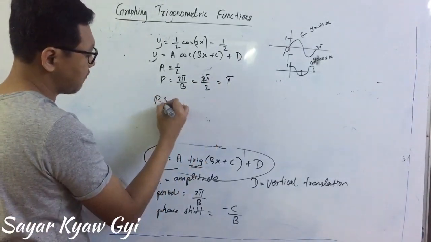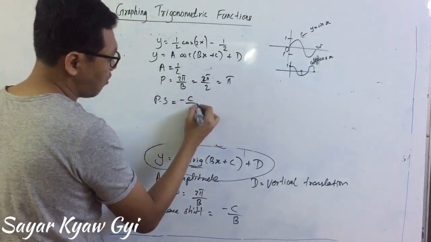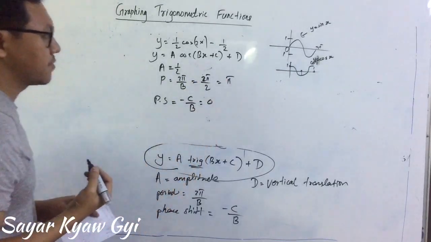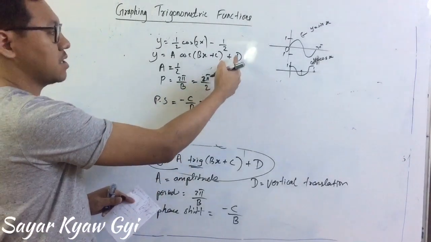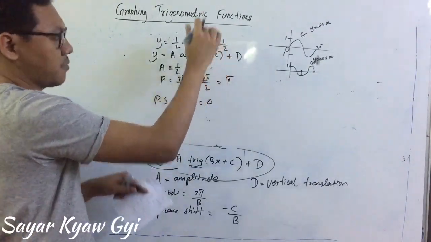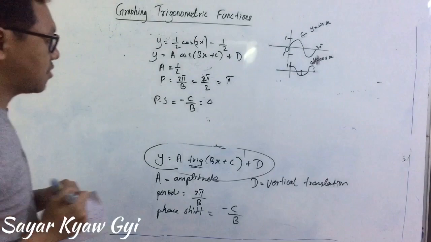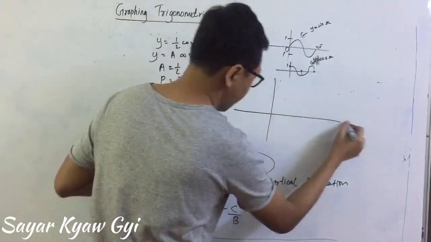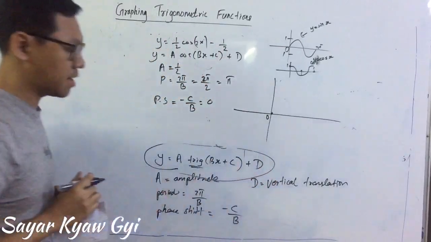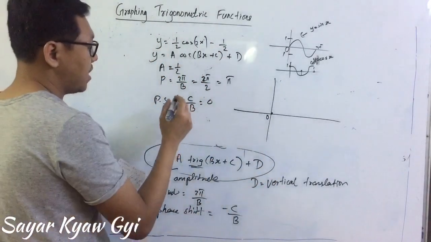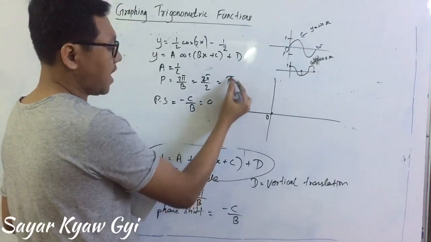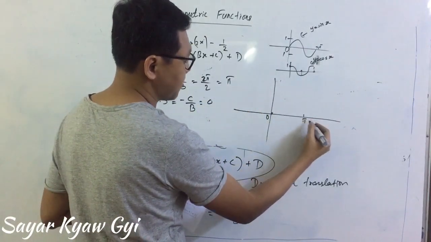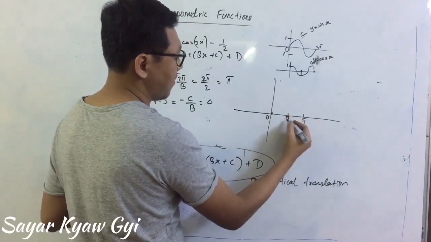There is no c. So 2 pi over 2, if you cancel, it will be pi. And the phase shift is negative c over b. So negative c, c is 0, so you have to start at 0. And then there's the vertical translation. You have to move the graph downward by half a unit. I'm going to get to that later. First, we're going to do this first. So you have to start from 0. You know the starting point now, and you know the endpoint because you just add the period. So the endpoint will be pi, and then the halfway point will be pi by 2.